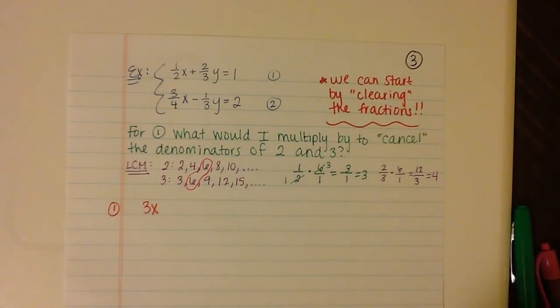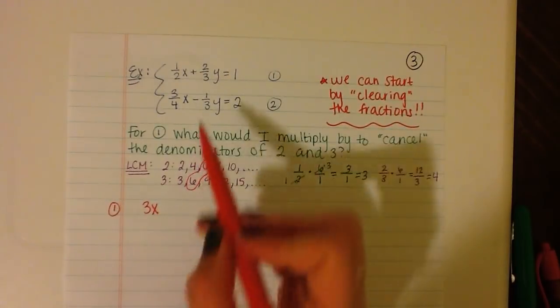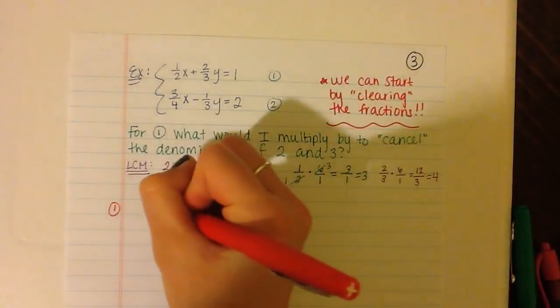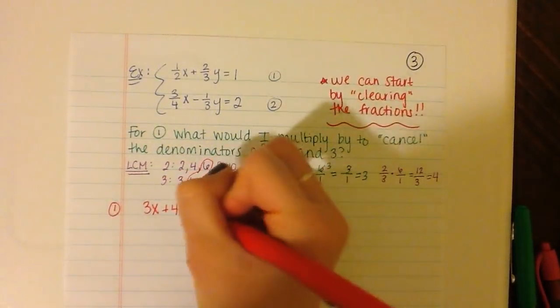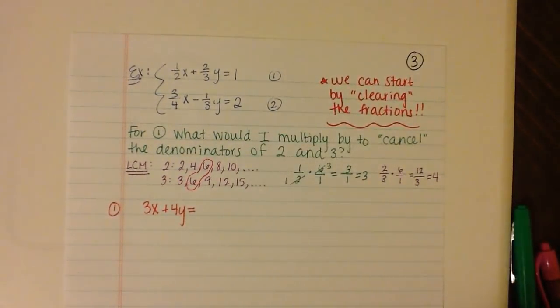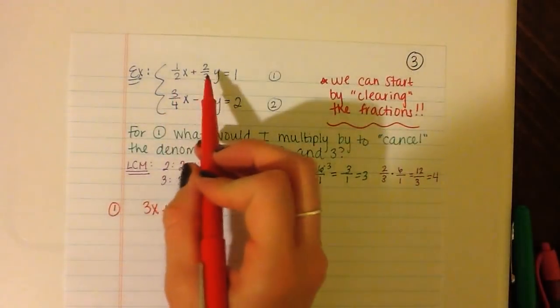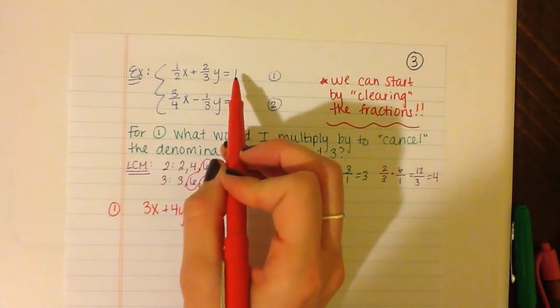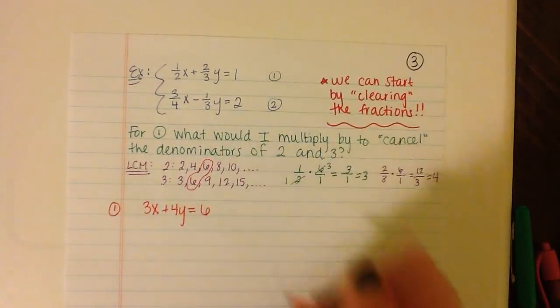So back to rewriting our equation, we have 3x. We just changed 2/3 to 4, so we have plus 4y. It's going to equal, if we multiplied these two by 6, we have to multiply this whole thing by 6. So 1 times 6 is 6.